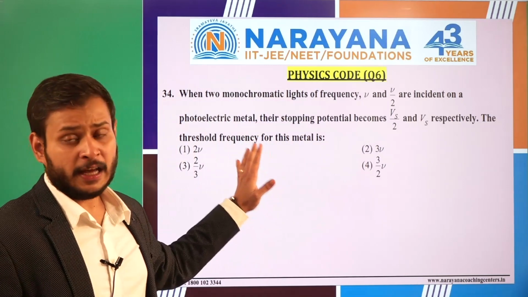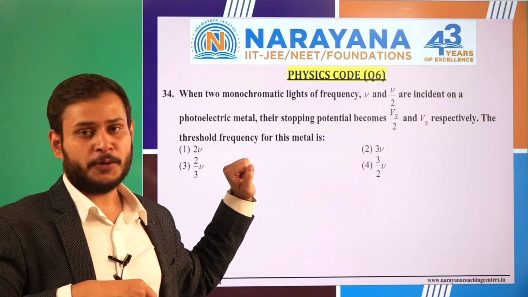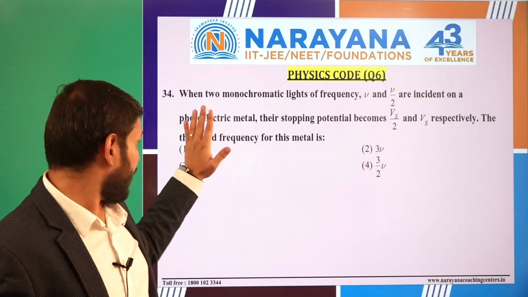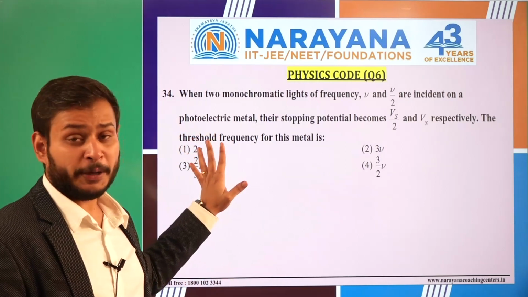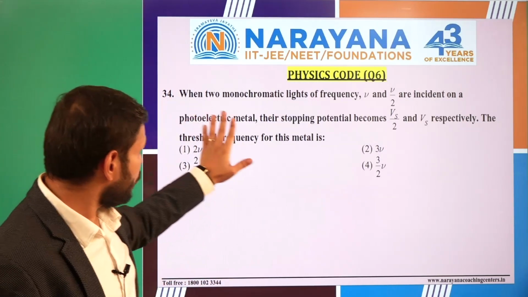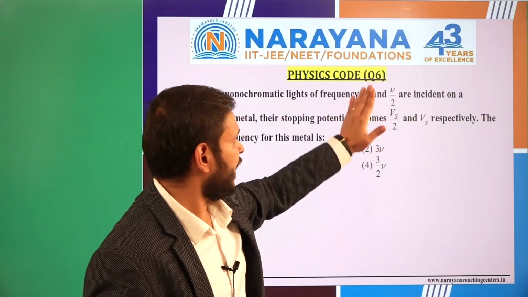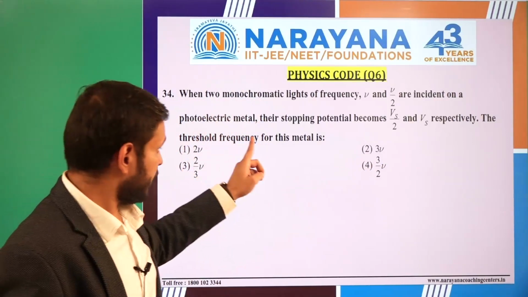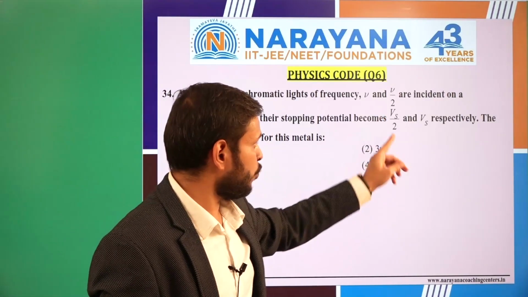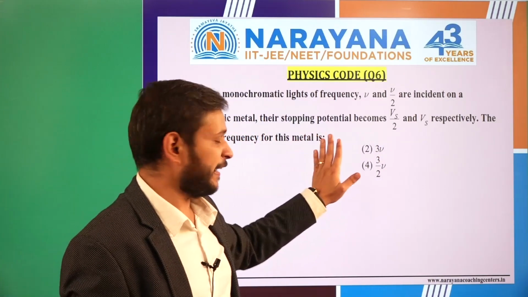This question is again from modern physics. We have seen it earlier from Bohr's atomic model as well. Now we are seeing it for the photoelectric effect. When two monochromatic lights of frequency v and v by 2 are incident on a photoelectric metal, their stopping potentials become Vs by 2 and Vs respectively. The threshold frequency of this metal is?